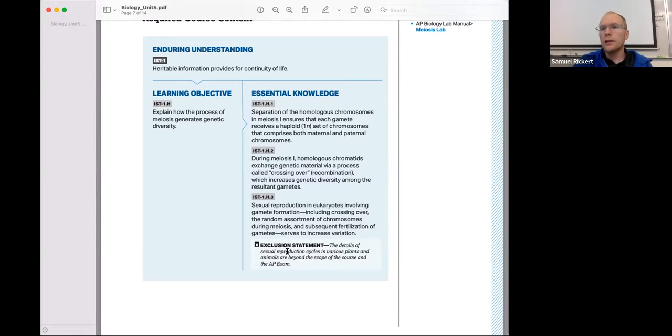So the purpose of all this is to create genetically diverse offspring. This is why you and your siblings are different. Okay, so that's what we're supposed to know. You're supposed to know in general, what is meiosis? There's two rounds of prophase, metaphase, anaphase, telophase, and that in the end, through crossing over, independent assortment, and fertilization, we get greater diversity. So let's talk a little bit more about what that is.